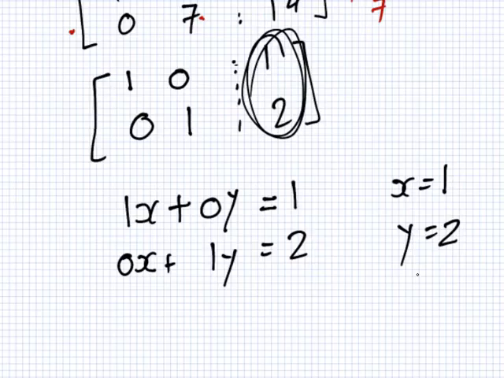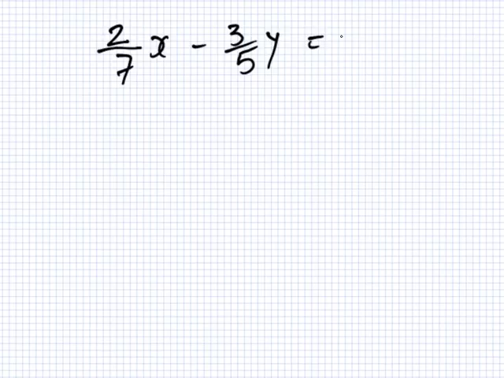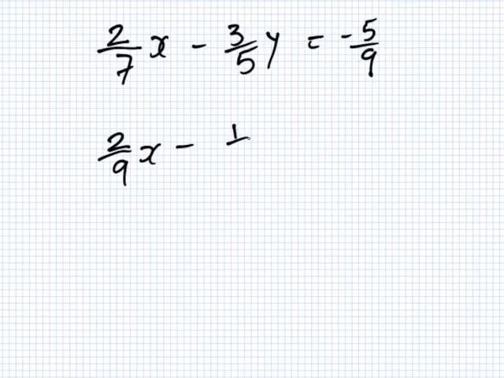Okay, all right. Let's do a more difficult example. 2 over 7x minus 3 over 5y equals minus 5 over 9. 2 over 9x minus 1 over 2y equals 5 over 7. Can you write this down? We'll do it together.